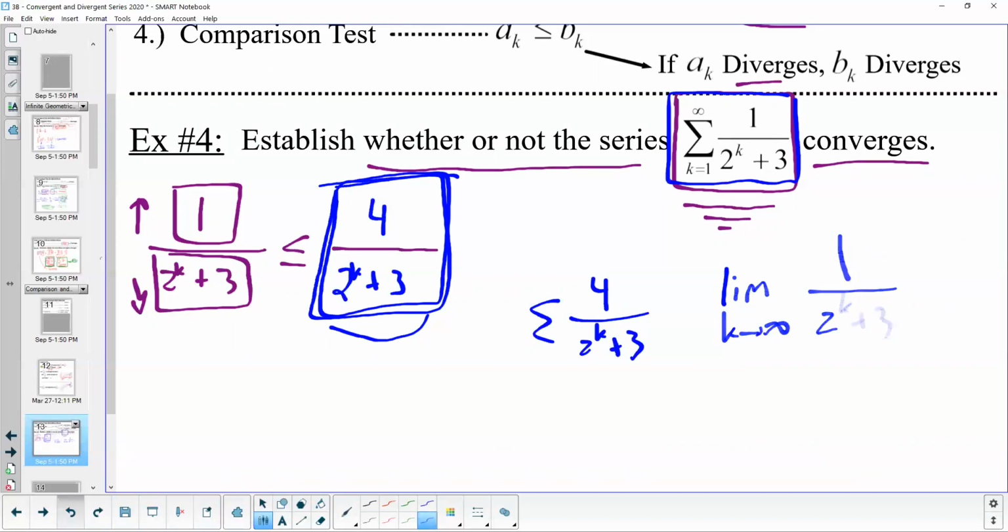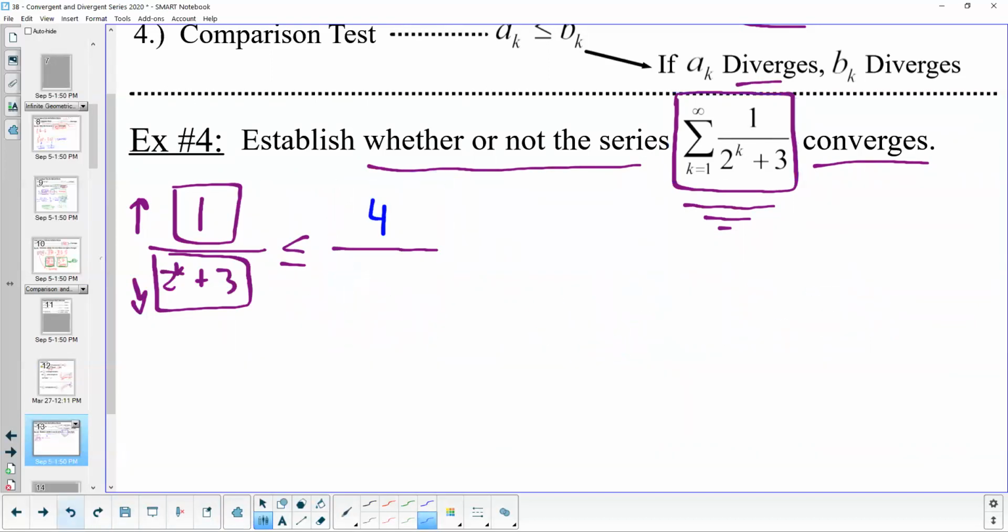But this particular series, I can't do a whole lot with. And so one of the other options is to make the denominator smaller. And there's a very easy way to do it. How about we just get rid of the 3? And so by doing that, we have 1 over 2 to the k. And notice what I really did was I subtracted 3. And so you made the denominator smaller, which made the fraction bigger.